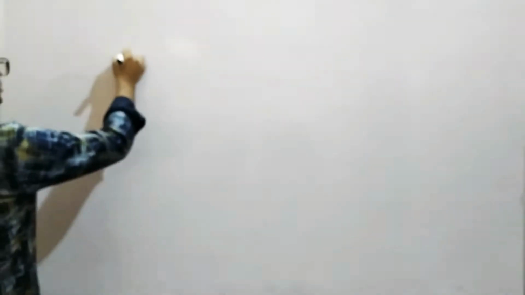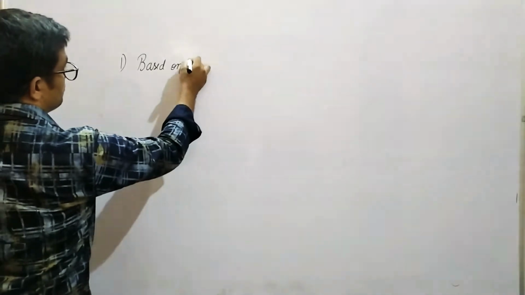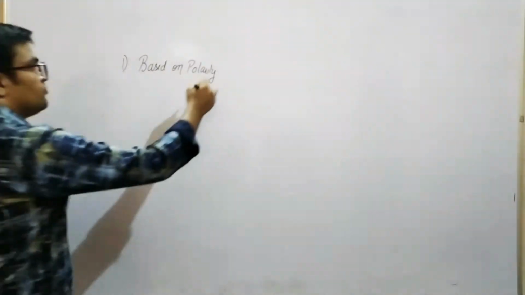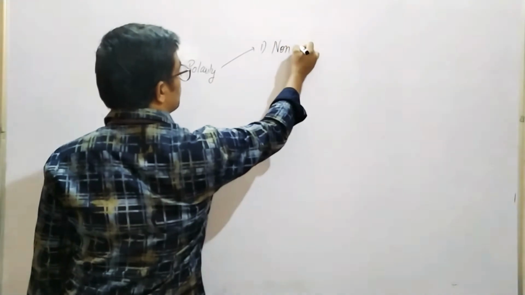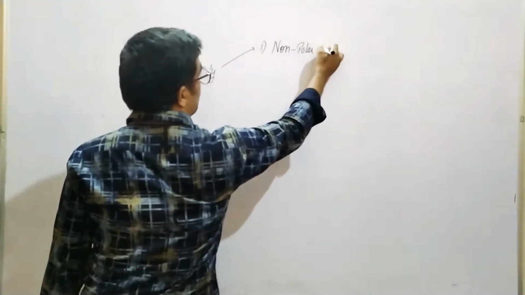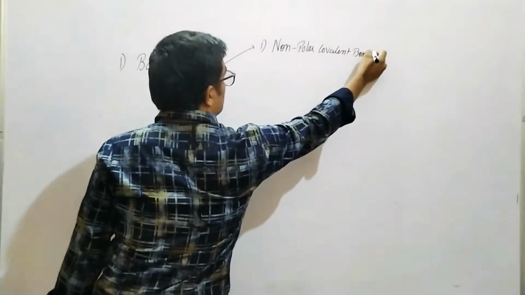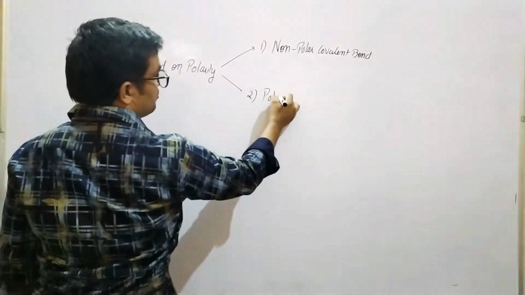Students, today we will discuss the classification of covalent bond. Based on polarity, the covalent bond is of two types. First is the non-polar covalent bond, and second type is the polar covalent bond.